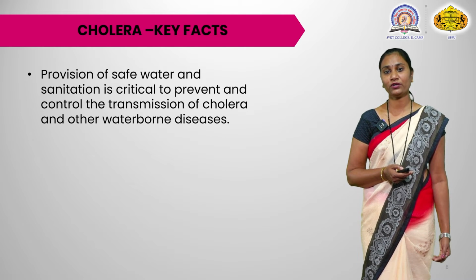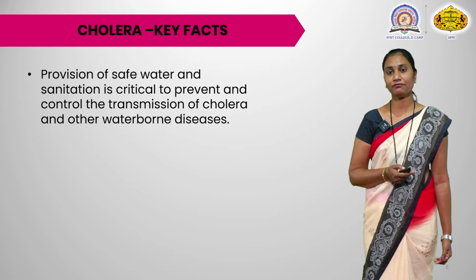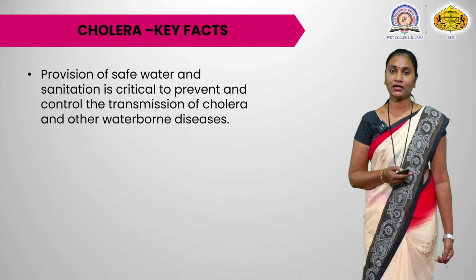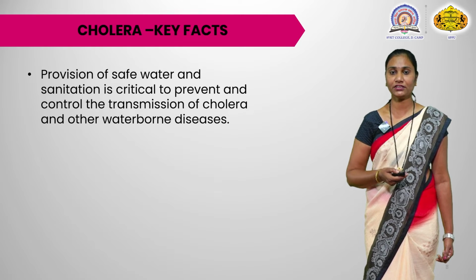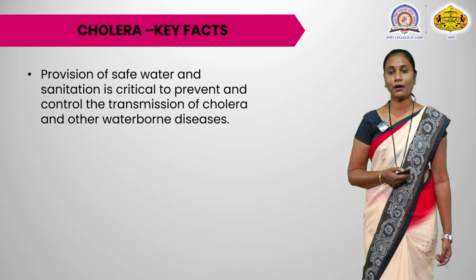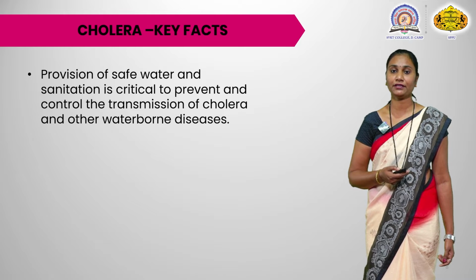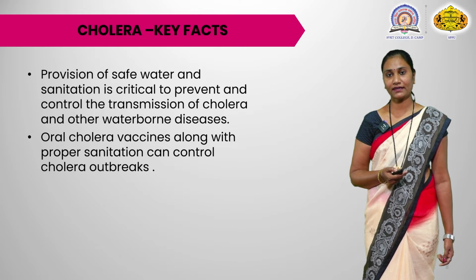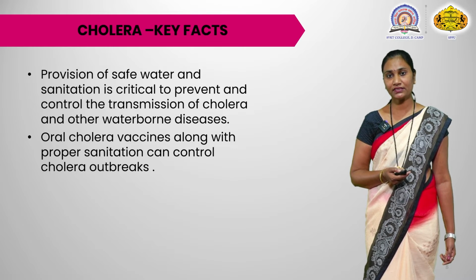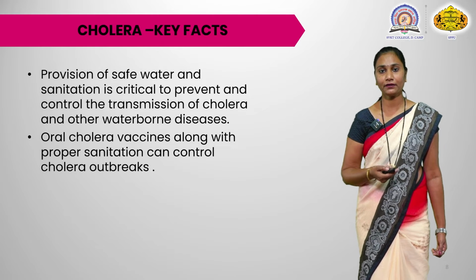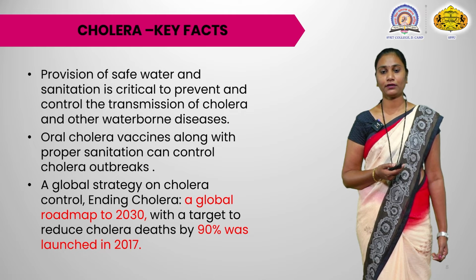Now, how can this infection be controlled? If there is a provision of safe drinking water and proper sanitation conditions are maintained, then it is very easy to control this type of waterborne infection. Not only cholera, but any other waterborne infections can be prevented by maintaining personal hygiene and proper sanitary conditions. An oral cholera vaccine is also available, which along with sanitation and proper hygienic conditions can help to avoid the occurrence of cholera infection.